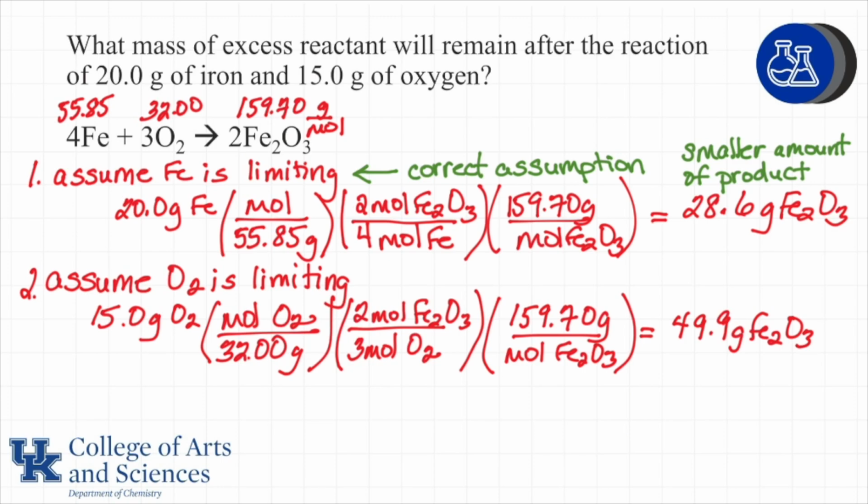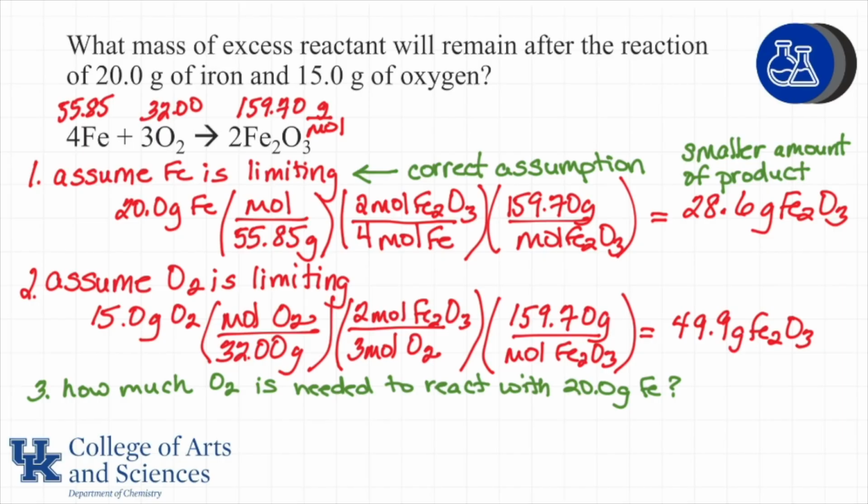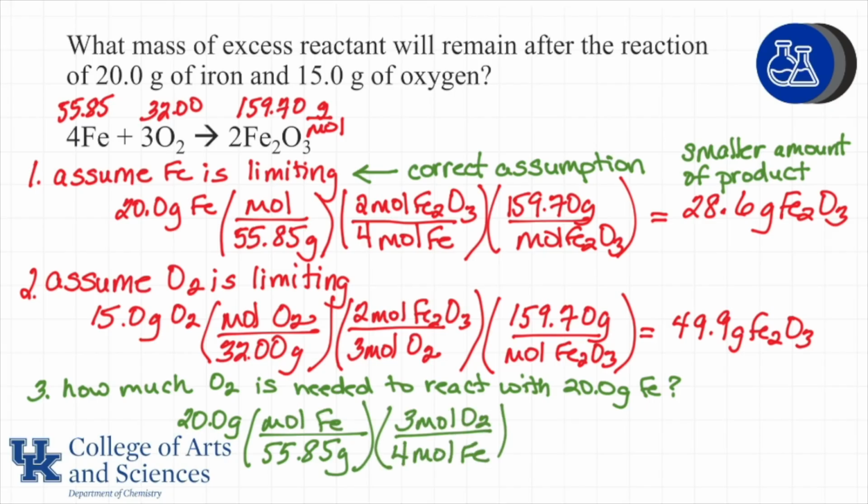And in order to find out how much oxygen is going to be left over, we first need to figure out how much oxygen we need. So we're going to ask a question. How much oxygen is needed to react with 20 grams of iron? Because we know, or we've already shown, that iron is in fact our limiting reagent. We're going to start with our 20 grams of iron and use our molar mass to get to moles of iron. Next, we're going to use our mole to mole ratio between the iron and the oxygen.